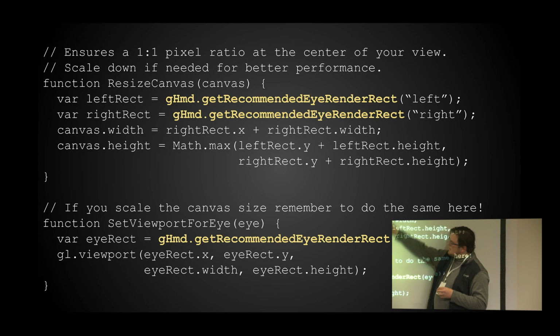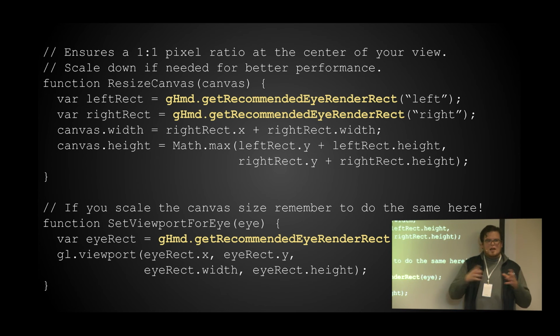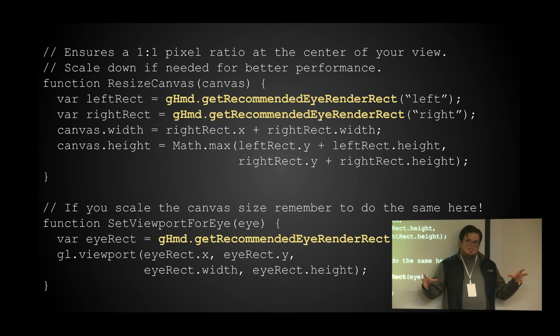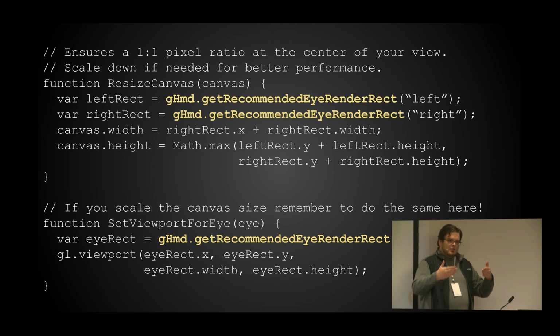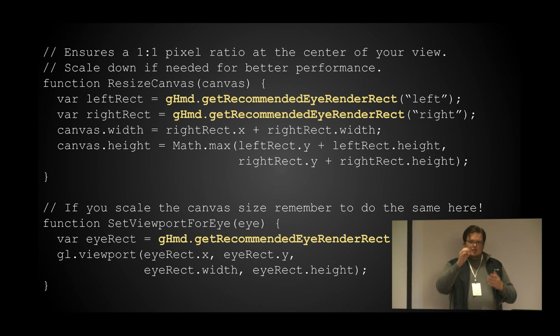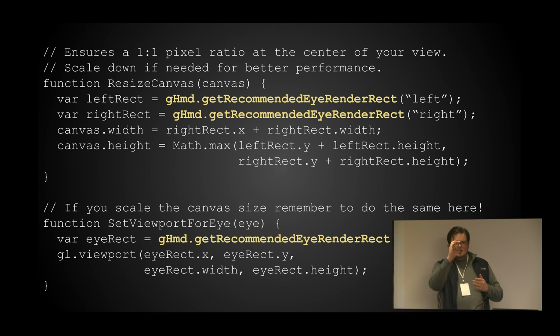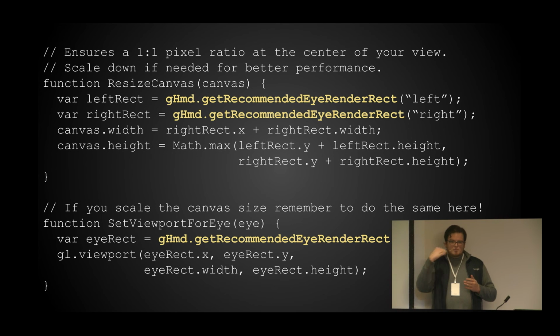So by using this stuff right here, we can actually calculate an image that's the right size. It's going to be bigger than the actual physical screen size, so that when that distortion is applied, what you see at the very center of your eyeball is a 1-to-1 ratio with the pixels on the screen.